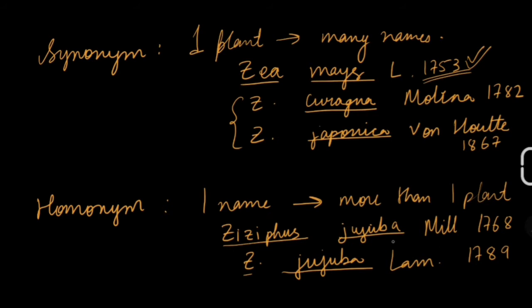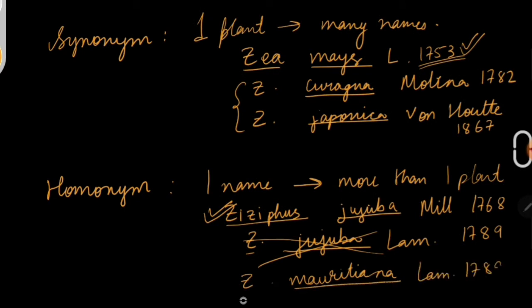For such a case where two different plants are given the same name, it's called a homonym. However, Miller's name is selected as the name for the jujuba, and the second plant was rectified and given a different name by Lamarck himself, Ziziphus mauritiana. So I hope you understood the concept of synonym and homonym. I hope it was clear.